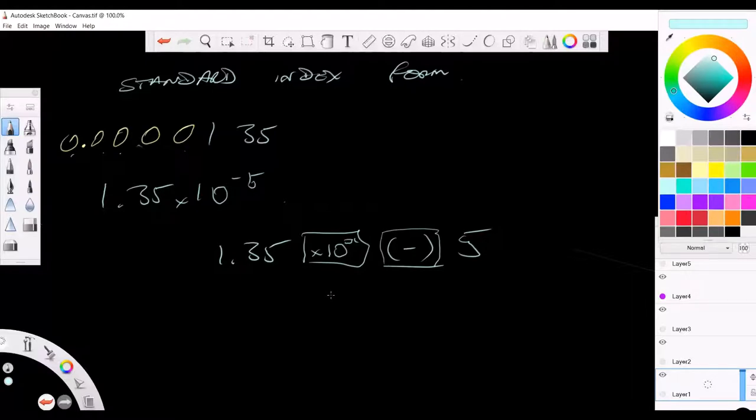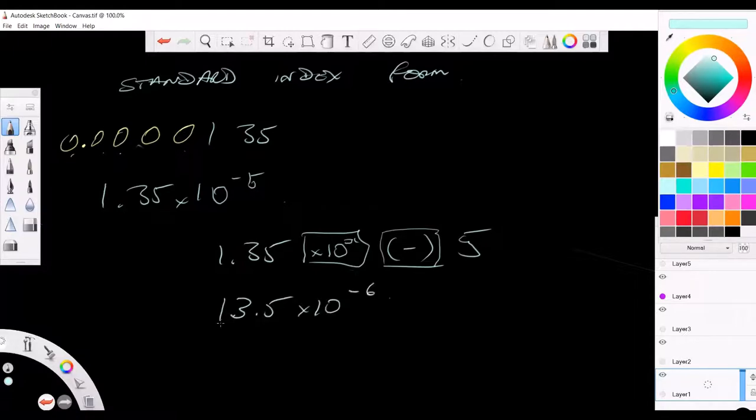Okay, and if you type that, 1.35 times 10 to the power minus 5, it just writes it in the standard index form. If you now press ENG, this will then put it as 13.5 times 10 to the power minus 6.